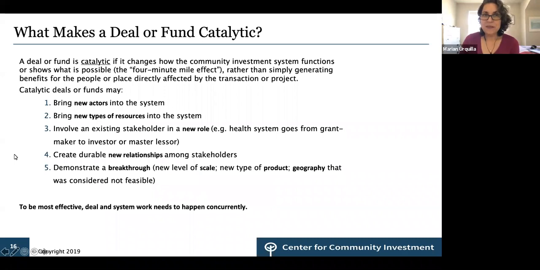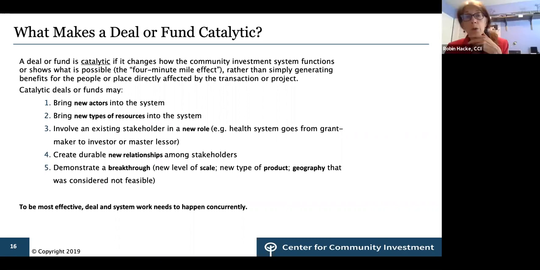And then keeping with the special deals, the deals that have multiplier effects, what makes a deal or a fund catalytic? Well, some deals allow you to do other things that wouldn't be possible. The first time that a CDFI, a community development financial institution, provided financing to a grocery store, that had not been done before. And then it turned into a batch of deals, and then a large batch of deals, and then an actual funding source from the federal government.